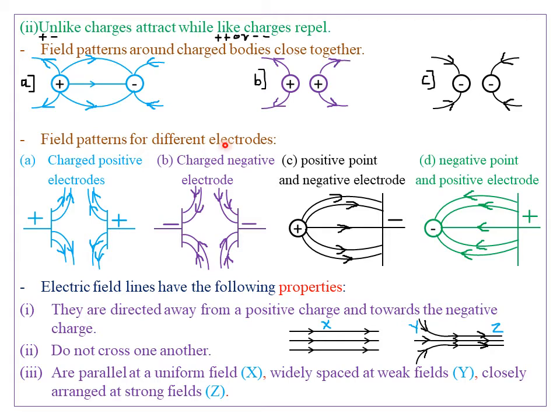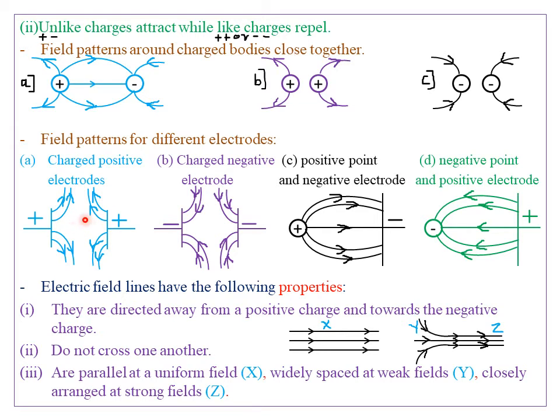Then next, we look at the field patterns for different electrodes. Remember, we have the positive and the negative electrodes. It's just like the positive and the negative terminal. First of all, we look at the charged positive electrodes. When you have two positively charged electrodes, such as this one, which is positively charged, and the other one is positively charged, we expect repulsion in between them. Of course, the electric fields will always move from the positive electrode, so that's why the arrows are moving away. But because this is positive and this is also positive, they repel each other. They can never attract each other. Instead, they are repelling each other.